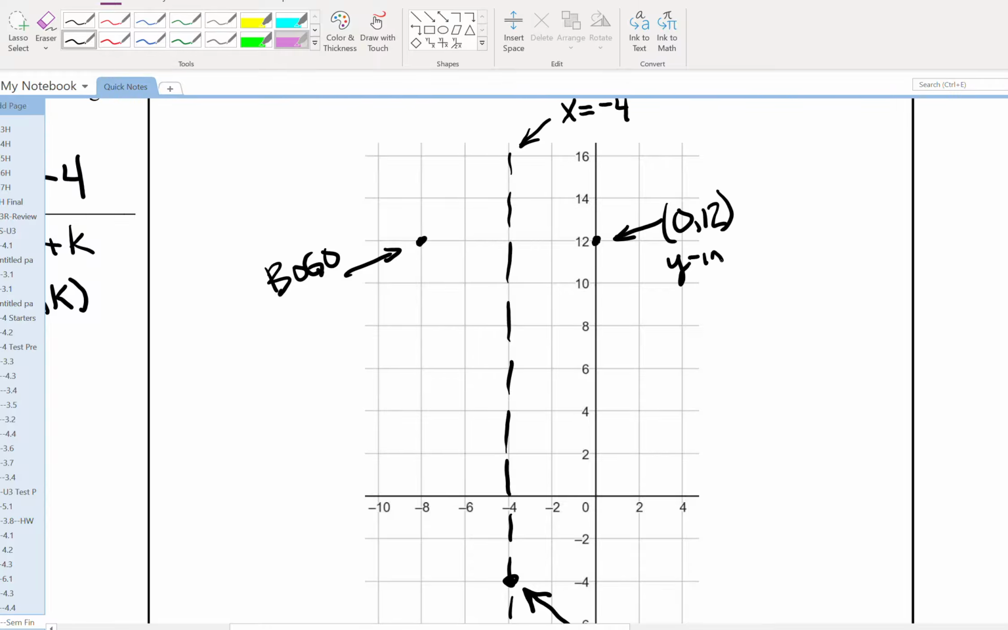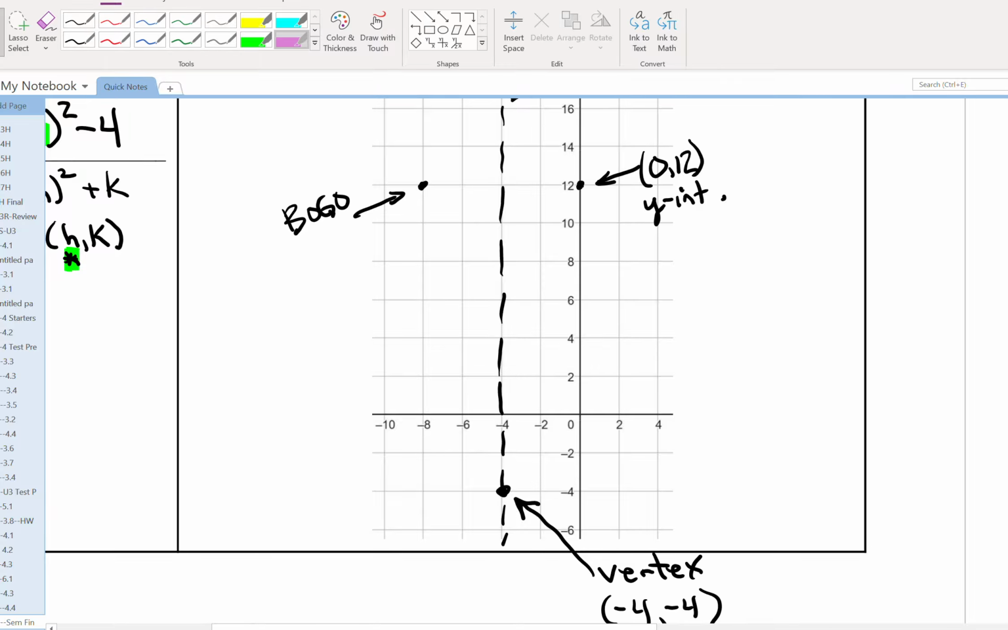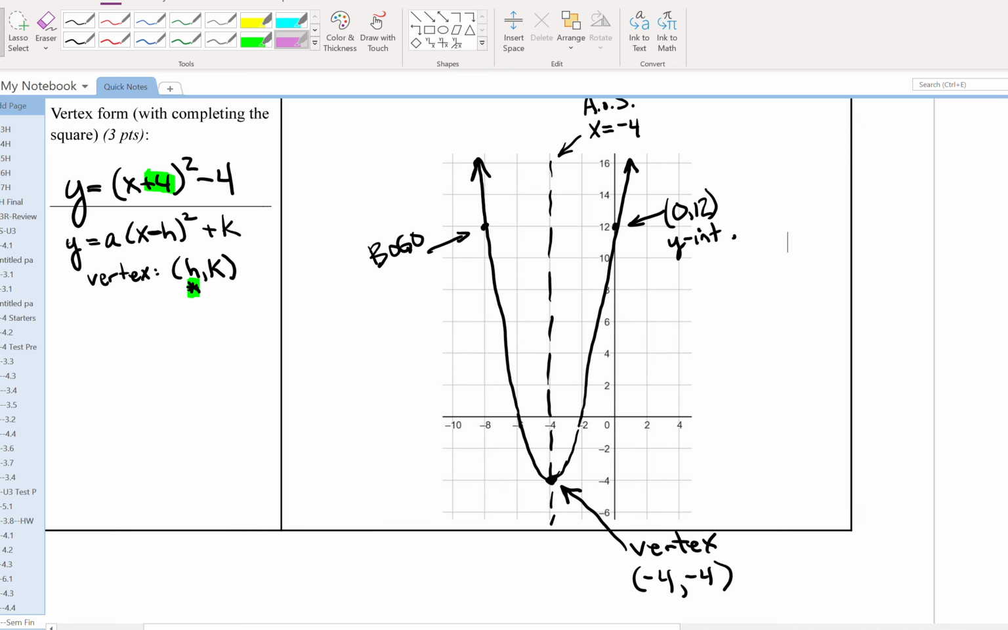That's our y-intercept. And with these 3 points, we can kind of get an idea of what this graph looks like. It's going to go something like that, and it's going to go up like that on both sides.